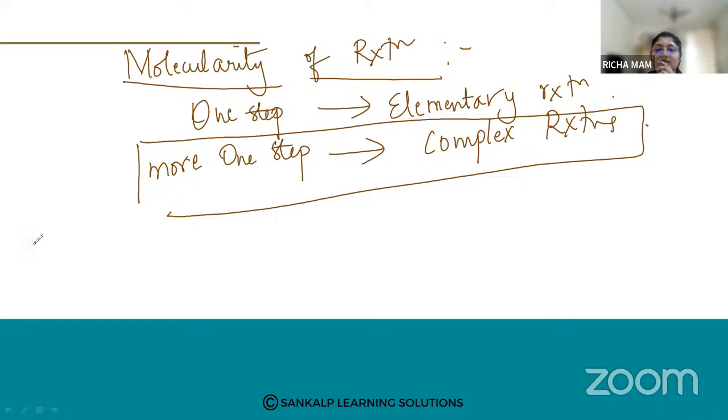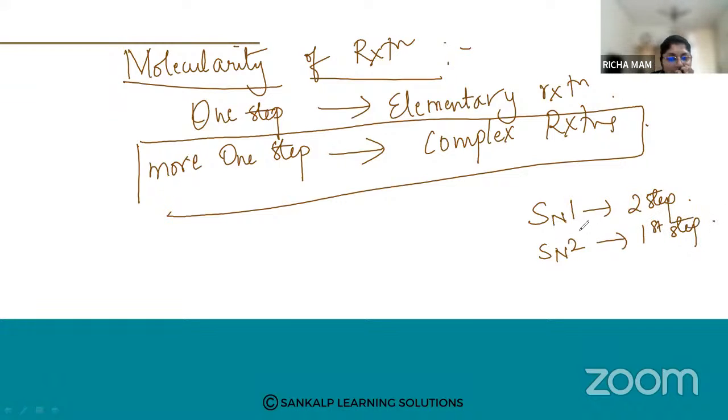Now, whenever we are seeing the mechanism, we have seen haloalkanes and haloarenes. In haloalkanes and haloarenes, we have seen SN1 and SN2 mechanisms. SN1 was a two-step reaction, and SN2 was a one-step reaction. In SN1 reaction, we could see how the various steps were explained by writing its mechanism.